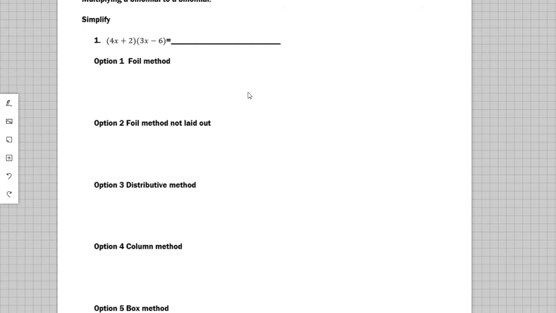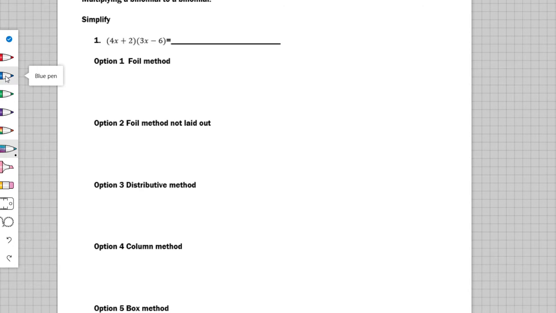Alright, so now we're going to be multiplying a binomial and binomial to start out with, and there's a couple of different methods you can use with this. The method that I'm most familiar with, and that's how I was taught, was the FOIL method. And what is the FOIL method? It's actually an acronym where the F stands for first, the O stands for outer, the I stands for inner, and the L stands for last. So notice F-O-I-L, first, outer, inner, last.